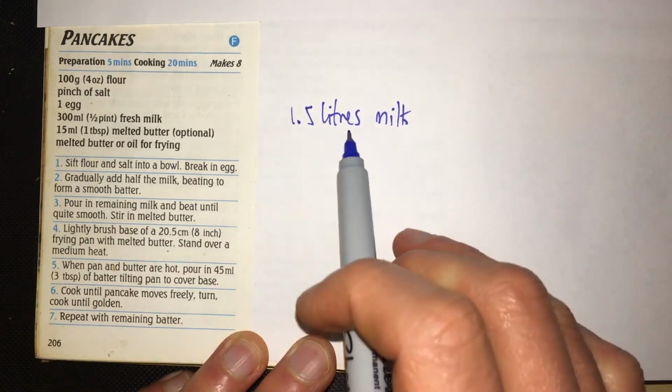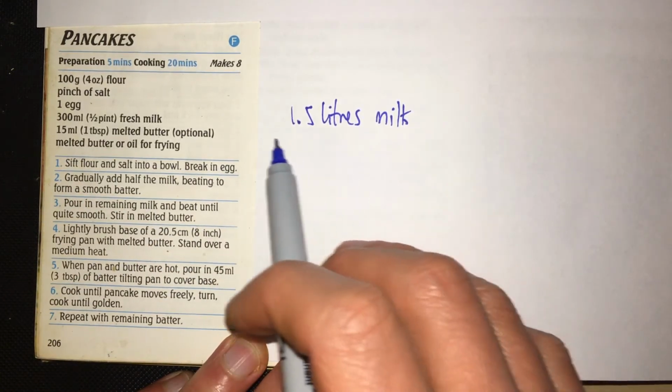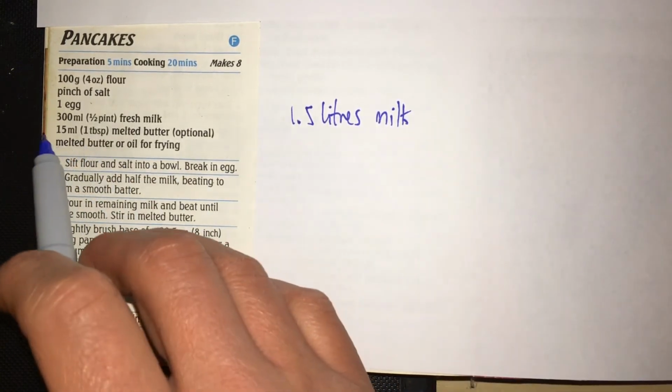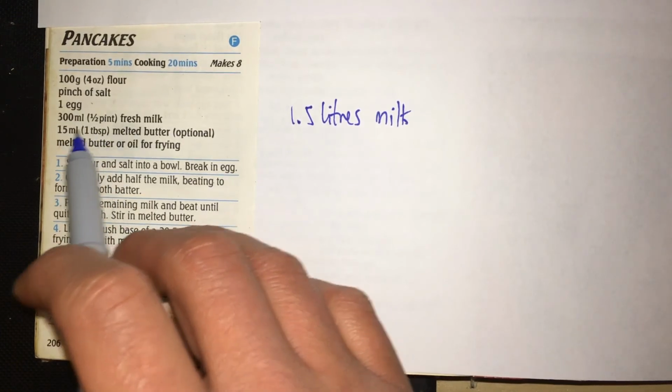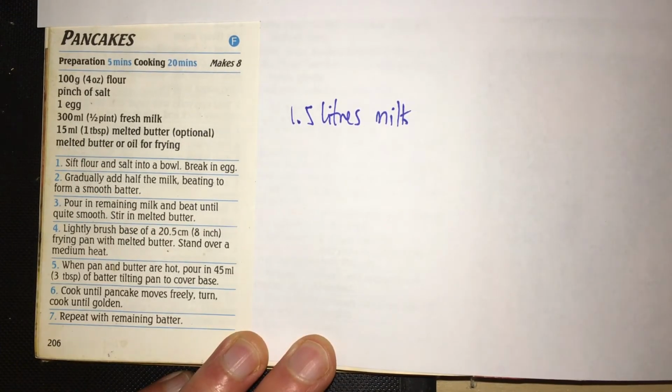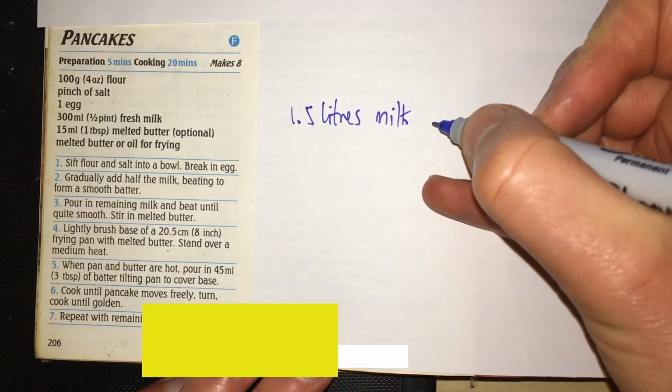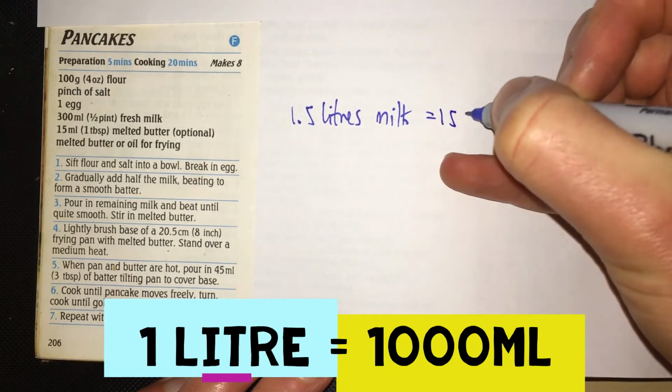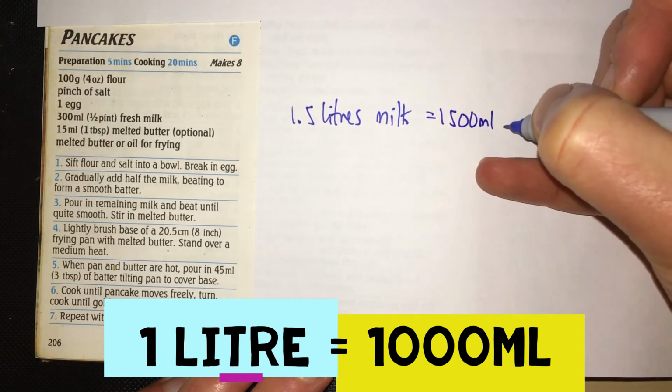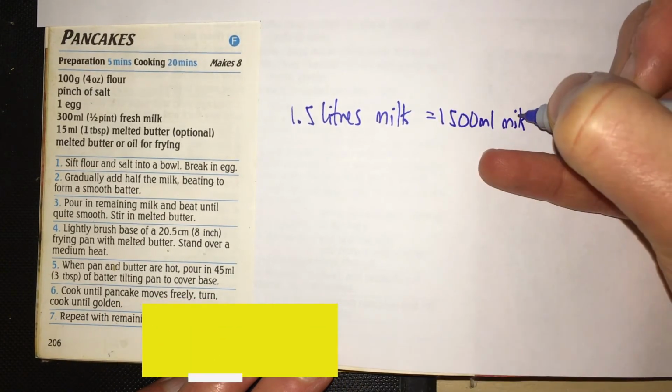Well, first of all, let's check the measurements that we've used here. I've got 1.5 litres, but the measurements of milk are either in pints or millilitres. Well, I know that 1 litre is 1,000 millilitres. So this is the same as 1,500 millilitres of milk.